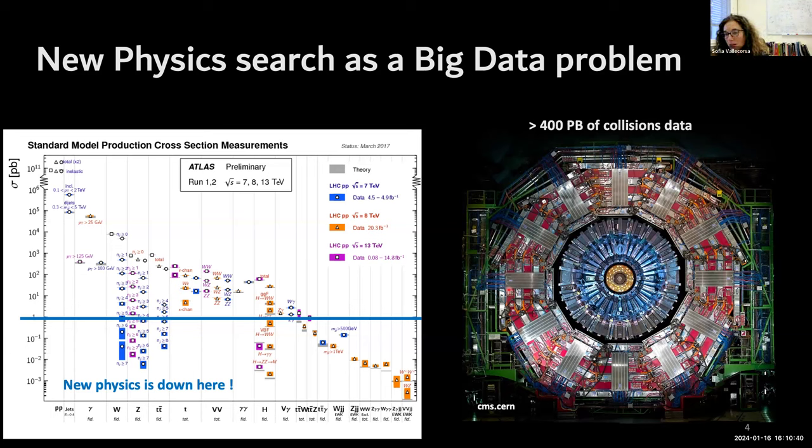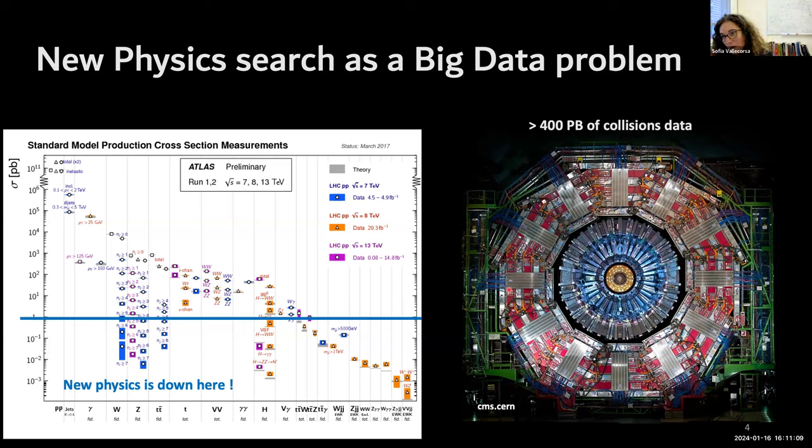What you see on the y-axis is a measure of how rare or how abundant we expect the different physics processes to be. You don't need to know what each one of the dots means, but what you can look at is the scale. The fact that this is a log scale, and it scans many, many orders of magnitude. Okay, so we are looking into very rare processes.